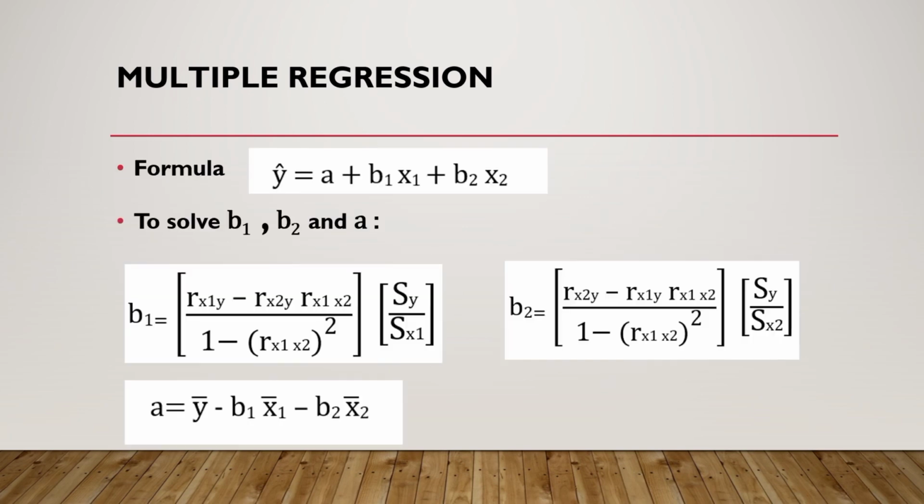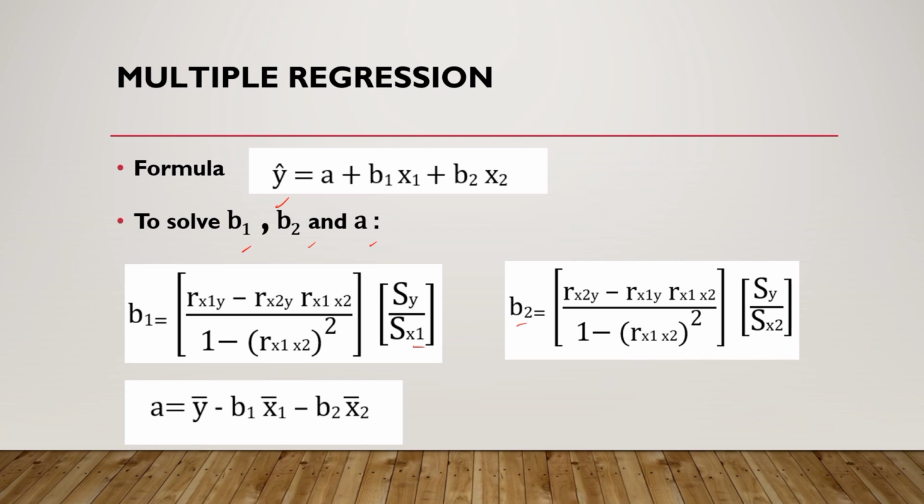Now this is the formula to compute y hat. y hat is the predicted value of y, and that is equal to a plus b1 x sub 1 plus b sub 2 x sub 2. To solve for b sub 1, b sub 2, and a, we have the following formulas. b sub 1 is equal to r sub x1y minus r sub x2y times r sub x1x2, all over 1 minus r sub x1x2 squared, and multiplied by the sample standard deviation of y over the sample standard deviation of x sub 1.